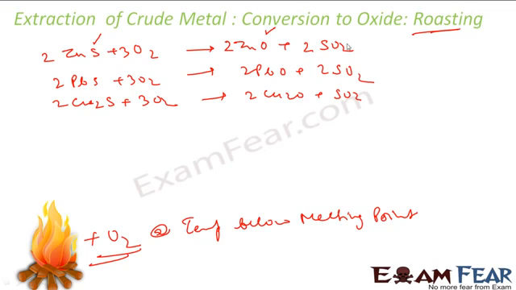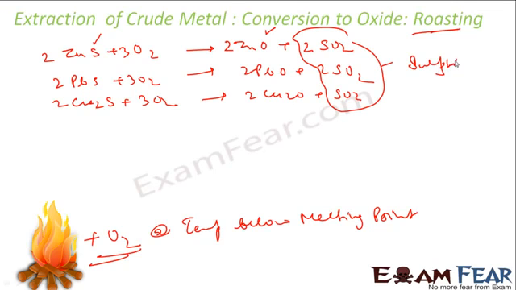So in all these, whatever SO2 gas which you get, this is used to prepare sulfuric acid. Because these reactions happen on a large scale and we can't waste so much sulfur dioxide. This is all an industrial process. So these are used again to prepare sulfuric acid.